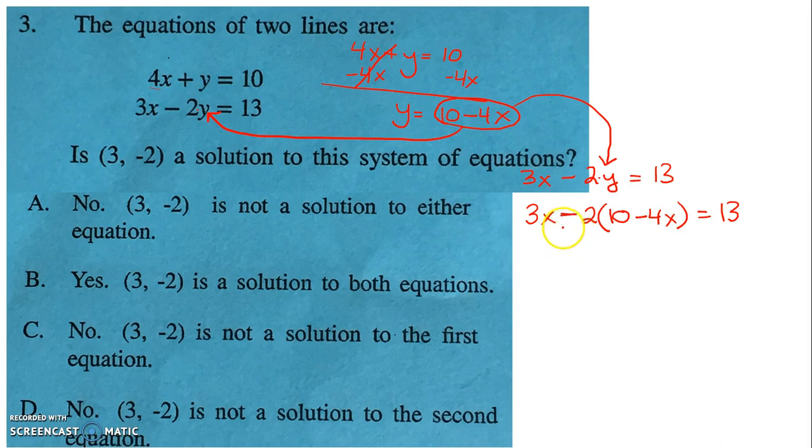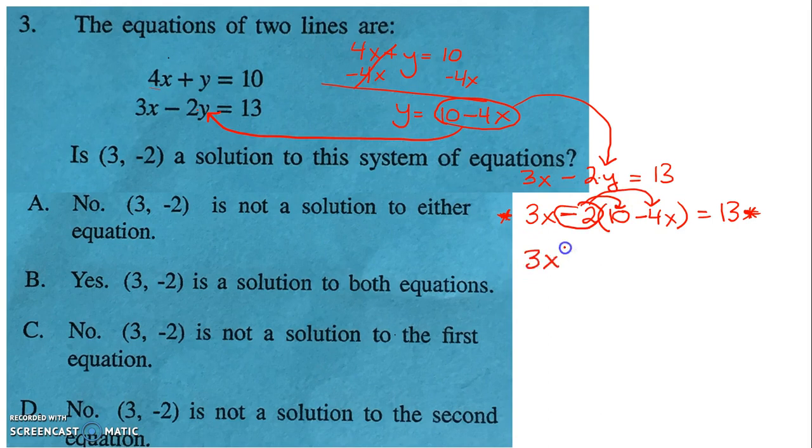I substituted that in. And the reason we do substitution for a system of equations is because then we get down to an equation with just one variable. Now we're going to deal with an equation that just has x's. We know how to solve equations in one variable. So if I'm going to solve this equation, I need to start by distributing the negative 2 through the parentheses.